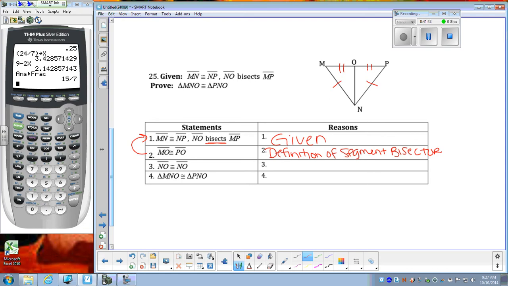My next statement says that NO is congruent to itself. Anytime that you see something is congruent to itself, this would be the reflexive property. Now, when I look at my diagram, I know that triangle MNO is congruent to triangle PNO by side, side, side congruent.